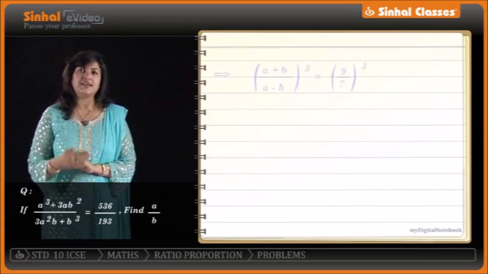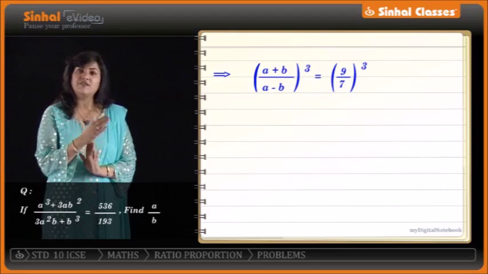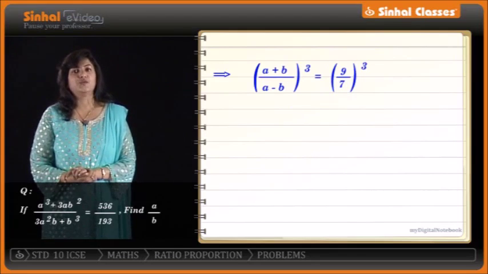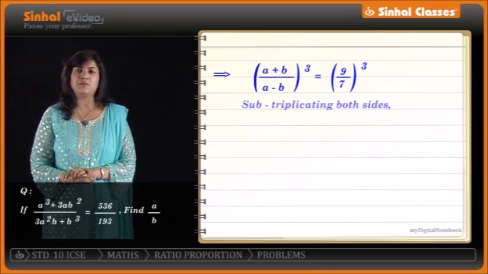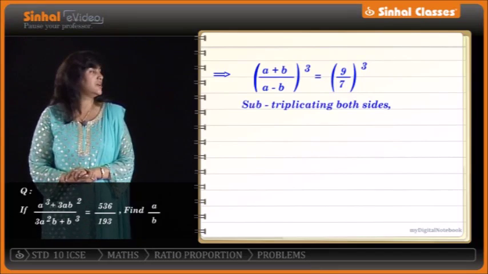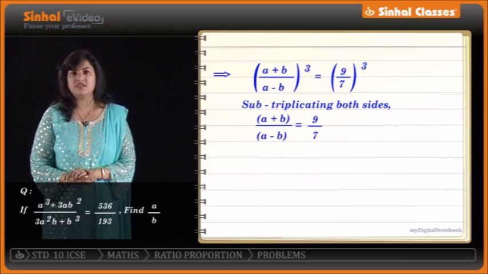So we write that as 9 cube upon 7 cube. Now we have cubes on both the sides, so we can take the cube root, or we say subtriplicating the ratios, we get (a plus b) upon (a minus b) is equal to 9 upon 7.